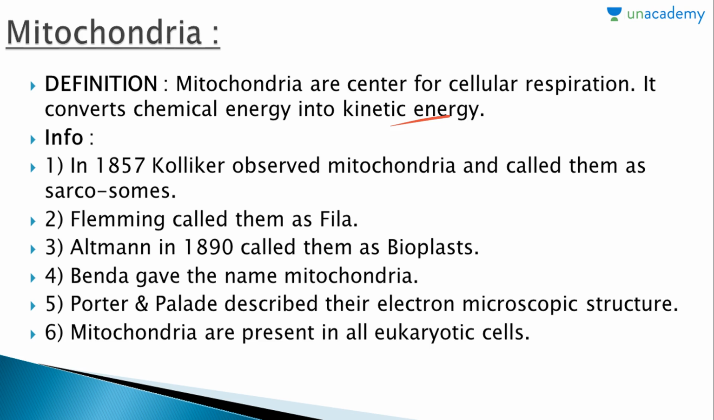Info. In 1857, Kolliker observed mitochondria and called them sarcosomes. Fleming called them phila. Altman, in the 1890s, called them bioplasts. Benda gave the name mitochondria. Porter and Palade described their electron microscopic structure. Mitochondria are present in all eukaryotic cells.